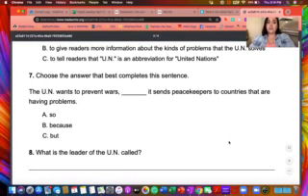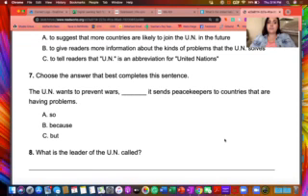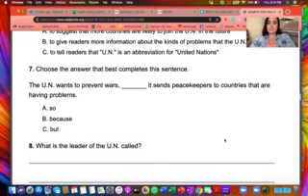Number 7, choose the answer that best completes the sentence. The UN wants to prevent blank. It sends peacekeepers to countries that are having problems. A, so. B, because. Or C, but. Again, the question was, choose the answer that best completes the sentence.